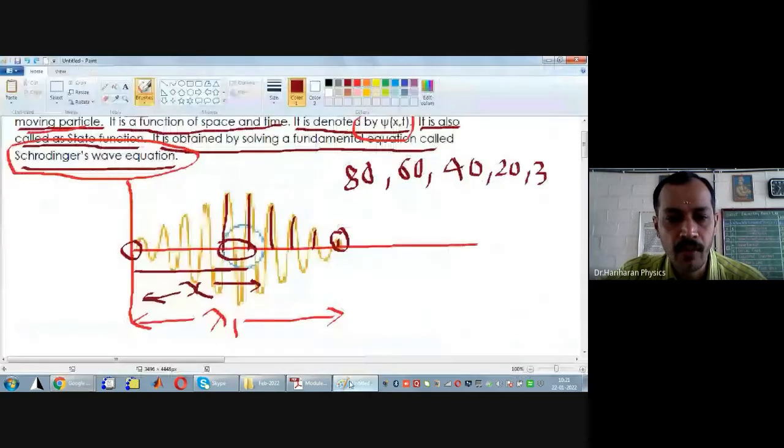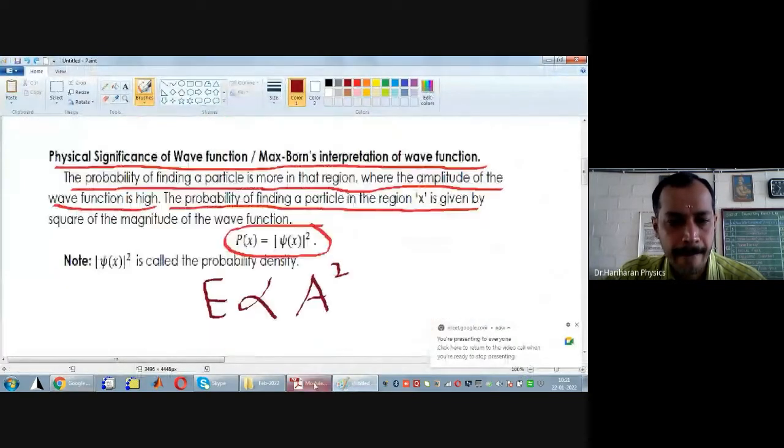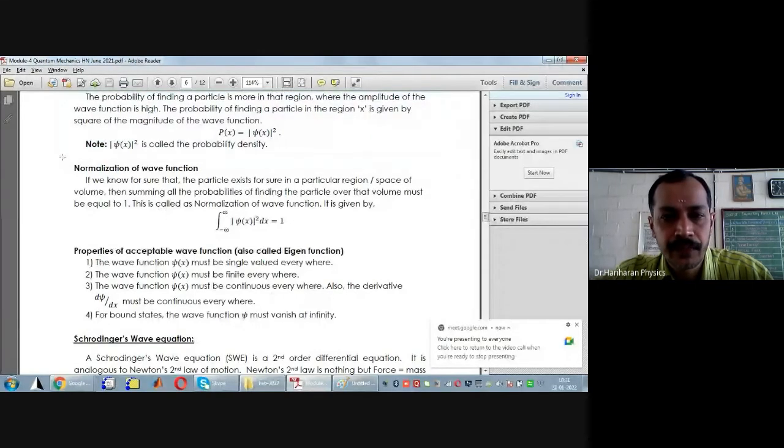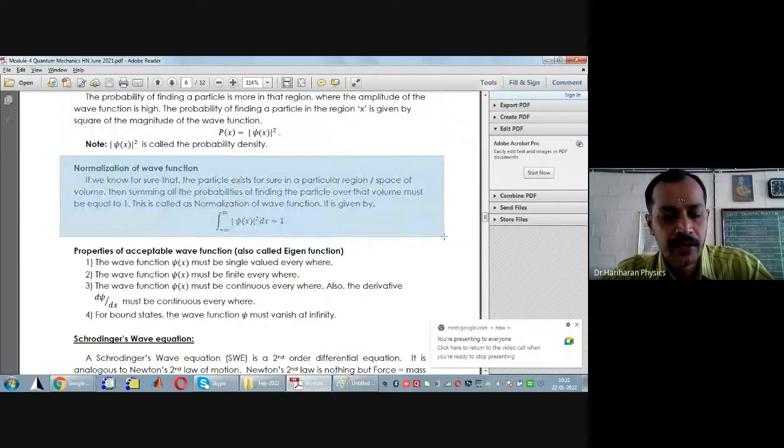Next we will move on to a concept called the normalization condition. So what does the normalization condition mean?